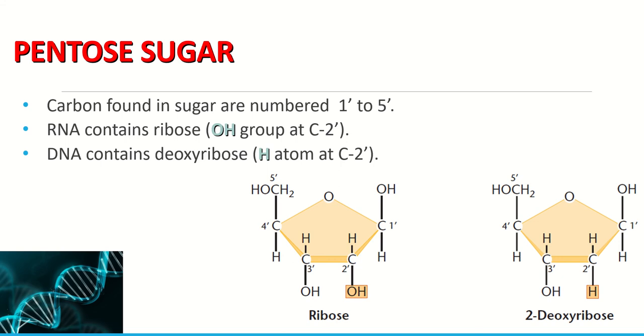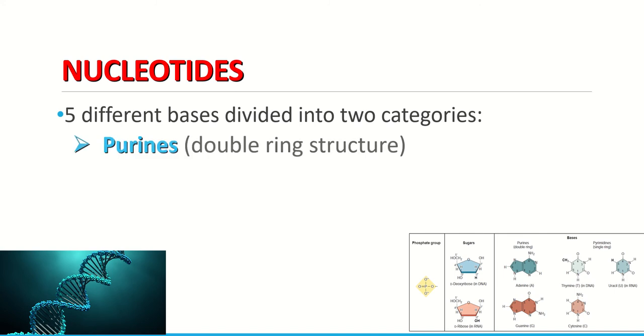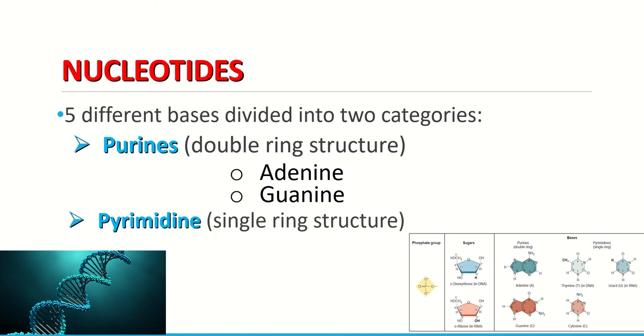ribose and deoxyribose. The nucleotide also contains nitrogenous bases. There are 5 different nitrogenous bases in nucleic acids, and they are divided into 2 categories: purines, with a double ring structure, which include adenine and guanine; and pyrimidines, with a single ring structure, which include thymine, cytosine, and uracil.